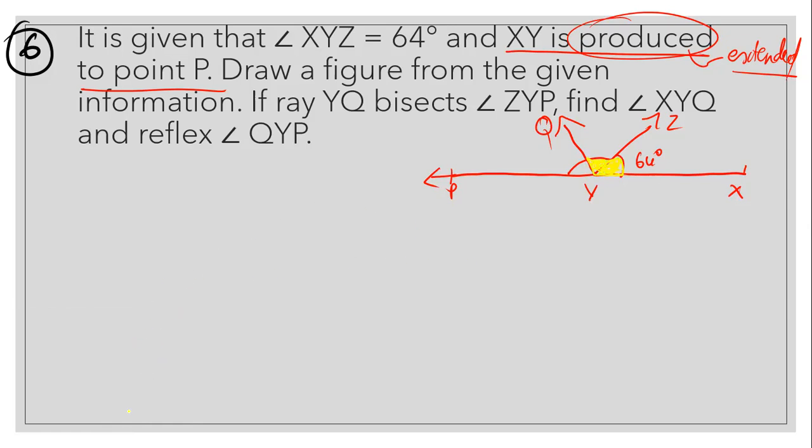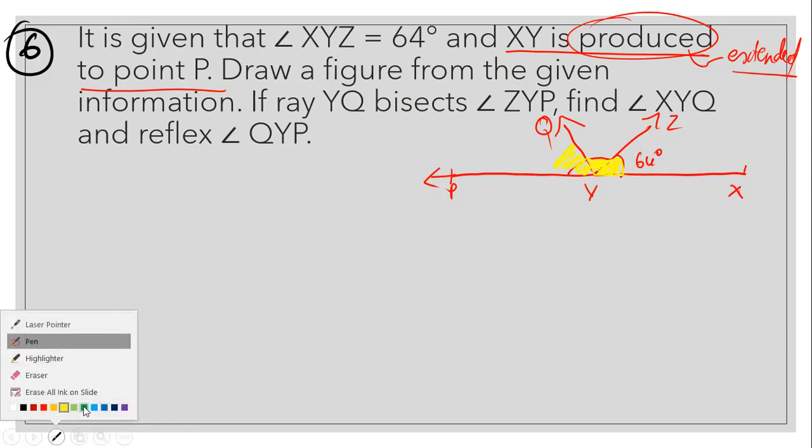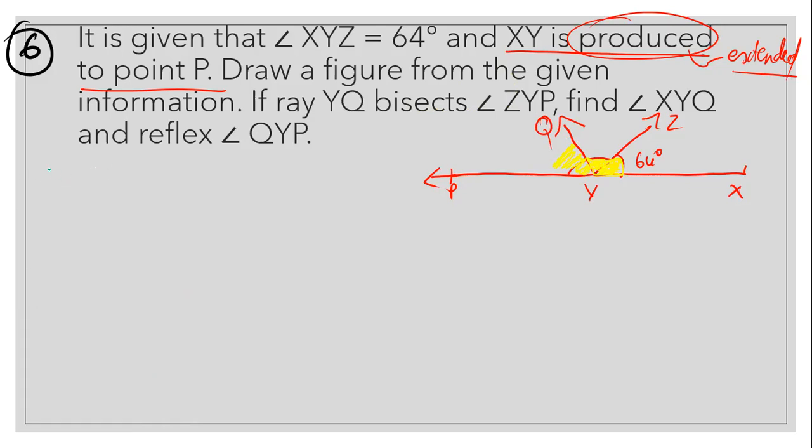Okay, so we need to find out that whole thing, plus we need to find out reflex angle QYP. Where is reflex angle QYP? This is just angle QYP, but they've asked us to find out reflex angle QYP. Now, what is the formula I told you to find out a reflex angle? I will again write it down. Reflex angle QYP is equal to 360 degrees minus angle QYP. That means we need to find out what is angle QYP actually, and then we need to find out reflex angle QYP separately. Okay, so now let's see how to solve this.